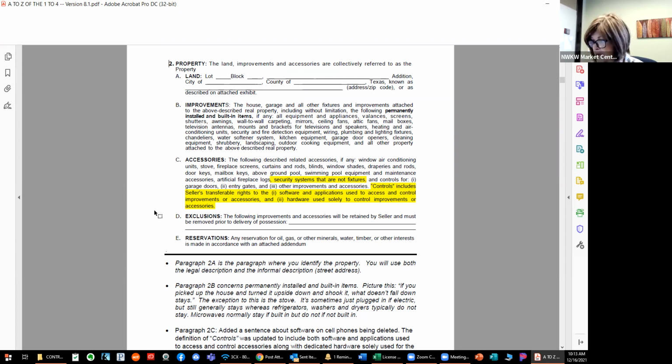I highlighted a little bit of information there. It's something that's a little bit new. They're talking about security systems that are not fixtures. I can tell you what ours is. Ours is Ring. We have Ring on our front door, and if we were going to sell our house, which we are not, we would say it has a Ring system to it, and that's a type of security. You can see who comes to the door, and you can talk to them through the door, et cetera, et cetera. A lot of people say, no, I want to take that with me.